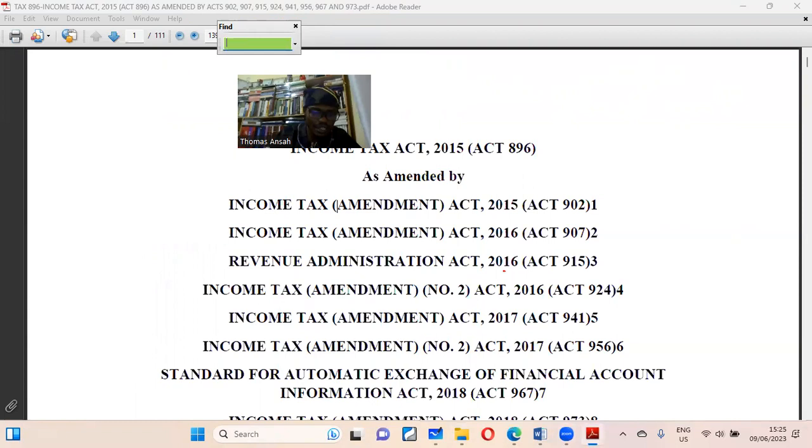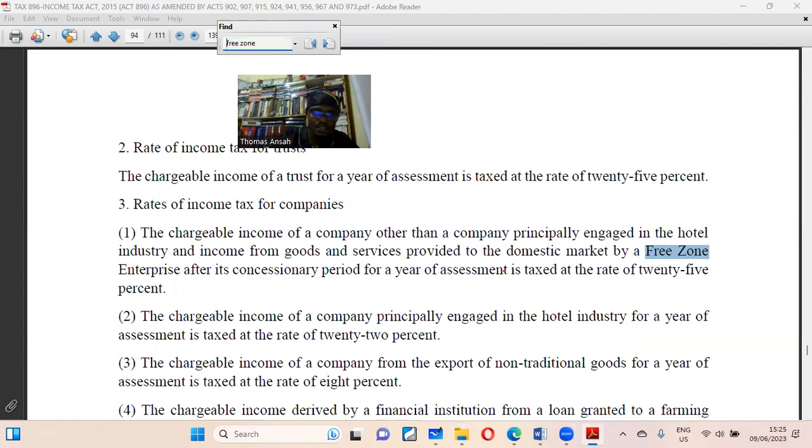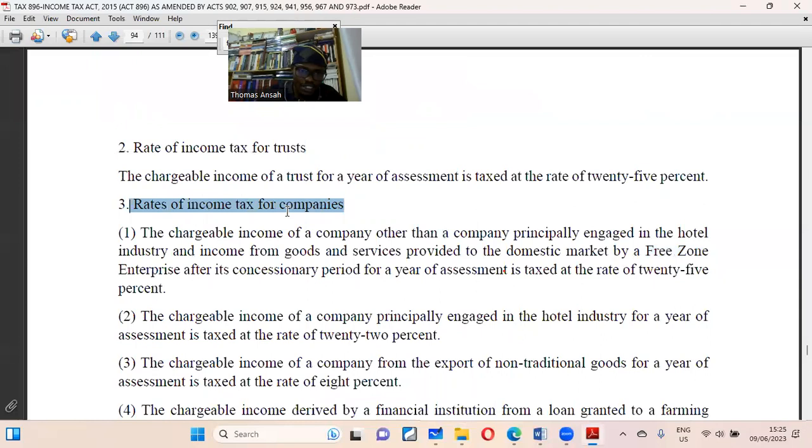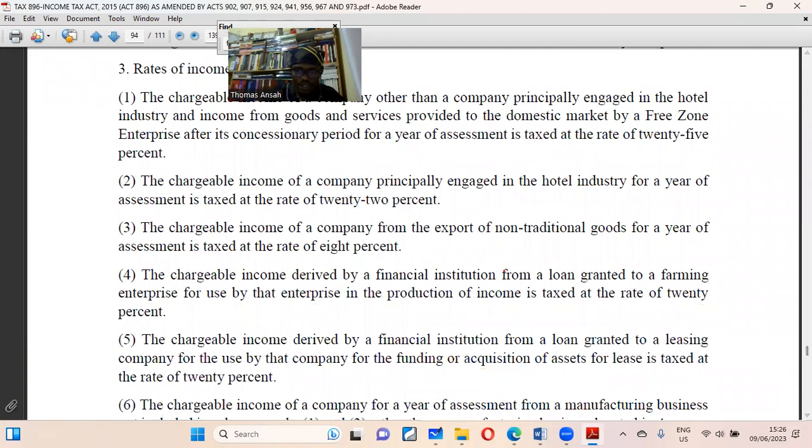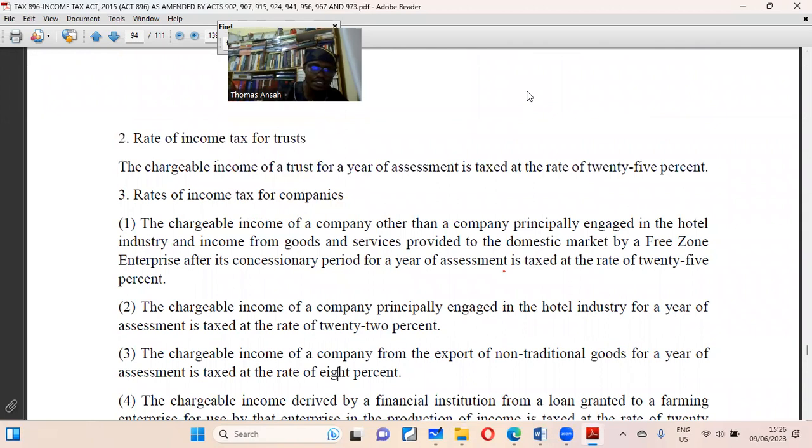If you look at the act, let's do free zone and go to paragraph 3 of the first schedule. It brought me straight here. Now, we all know that in the Free Zone Act, it is 8% that is stated. But look at the Income Tax Act. It says that the chargeable income of a company other than a company principally engaged in hotel, which we know is 22%, and income from goods and services provided in the domestic market, all the others are taxed at 25%. So we can't say Free Zone is part of the 25%. Unless the free zone has been amended and I have not seen it, it still stands as the 8% in the Free Zones Act.